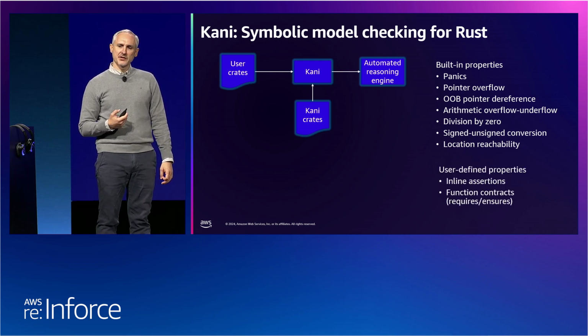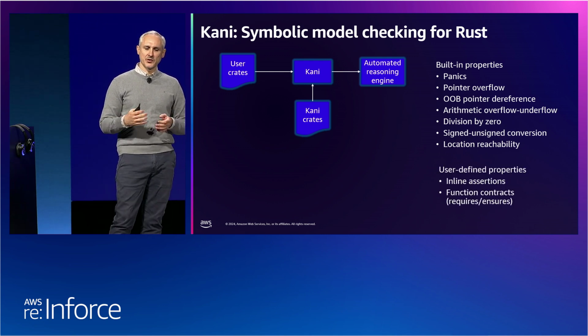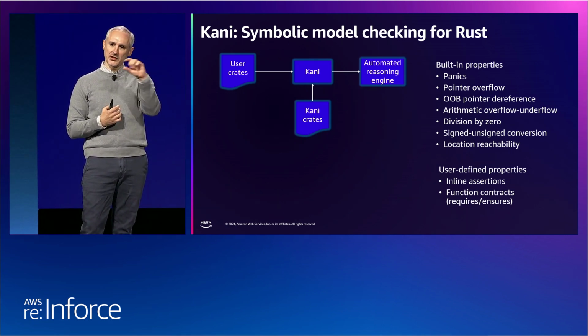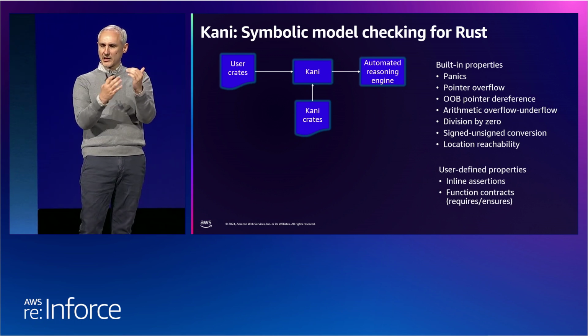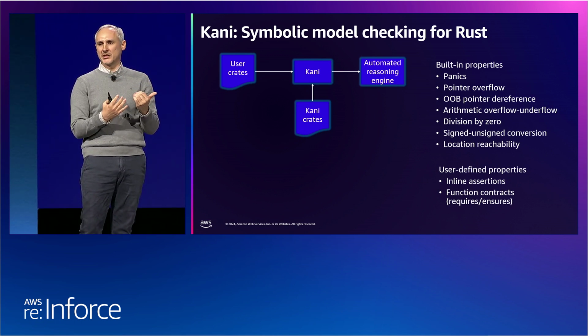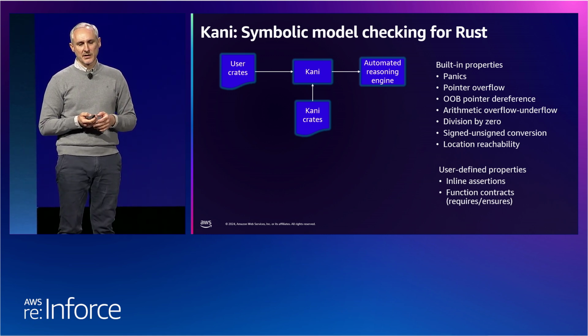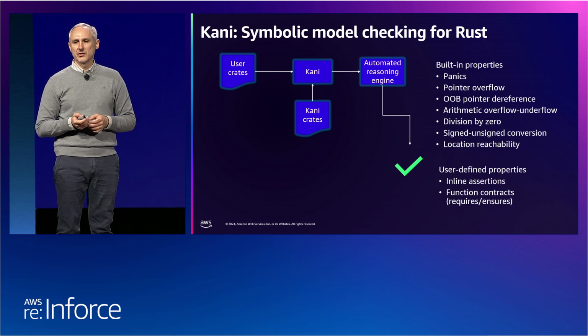It can also analyze user-defined properties that you add yourself to your code using either inline assertions in your code or function contracts. So you can say, this function here requires that the inputs satisfy some condition, and in return, I guarantee that the output is going to satisfy some condition. And since we're based on sound mathematical reasoning, the tool can give you two answers.